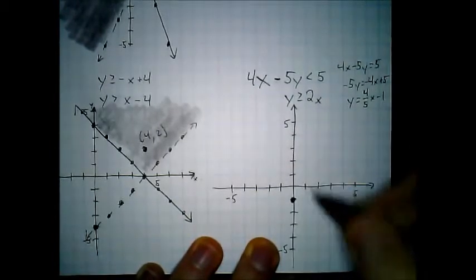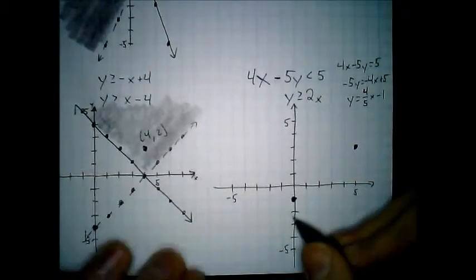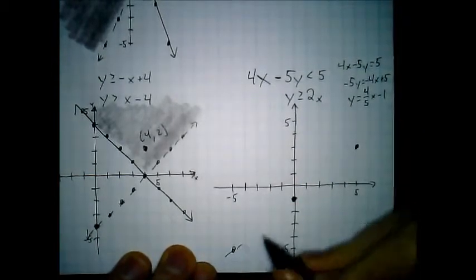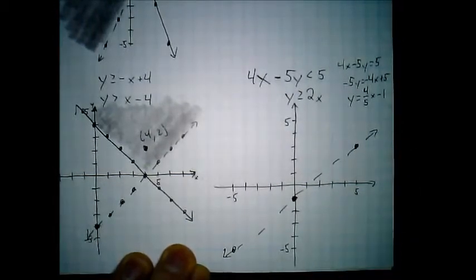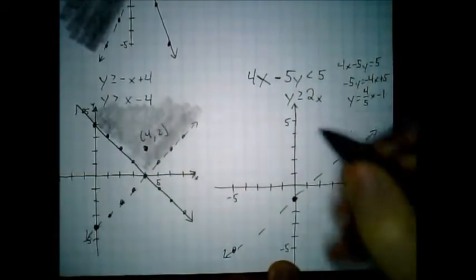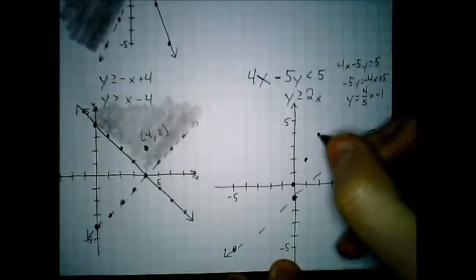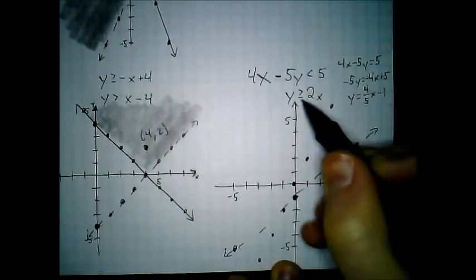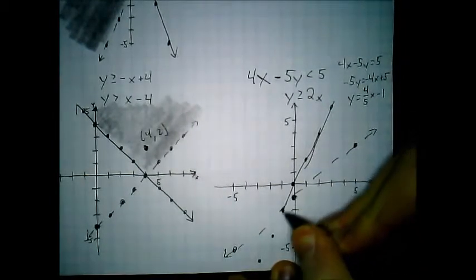So we start at negative 1, slope is 4/5. Okay, so up 4 over 5. Solid or dashed? Dashed. Okay, our next boundary line, y equals 2x, so our y-intercept is 0, and our slope is 2. Okay, solid or dashed? Solid, because it's or equals 2. And we do our best to hit our points.